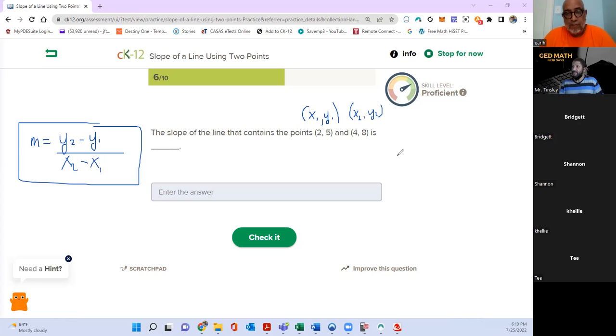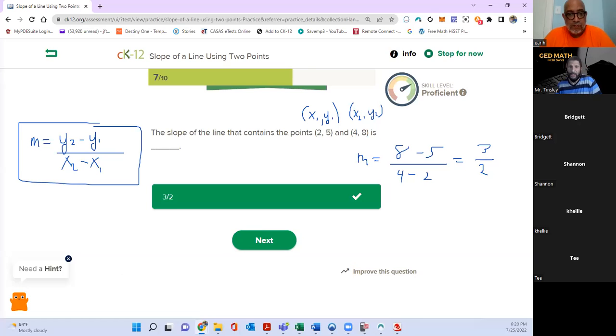So y2 is 8 minus y1 is 5. x2 is 4 minus x1 is 2. So 8 minus 5 is 3, over 4 minus 2 is 2. So your answer that you should have got is 3/2. Let's check it. 3/2. There you go.